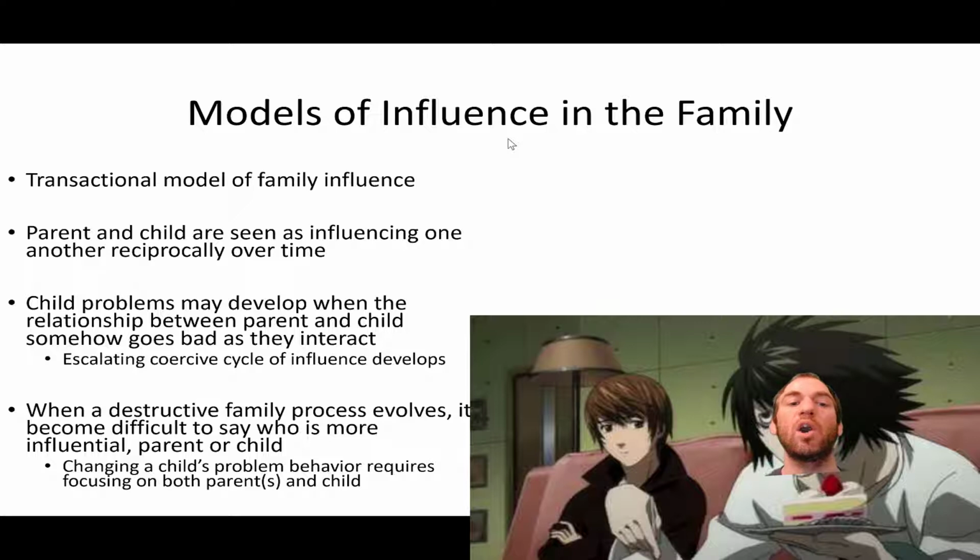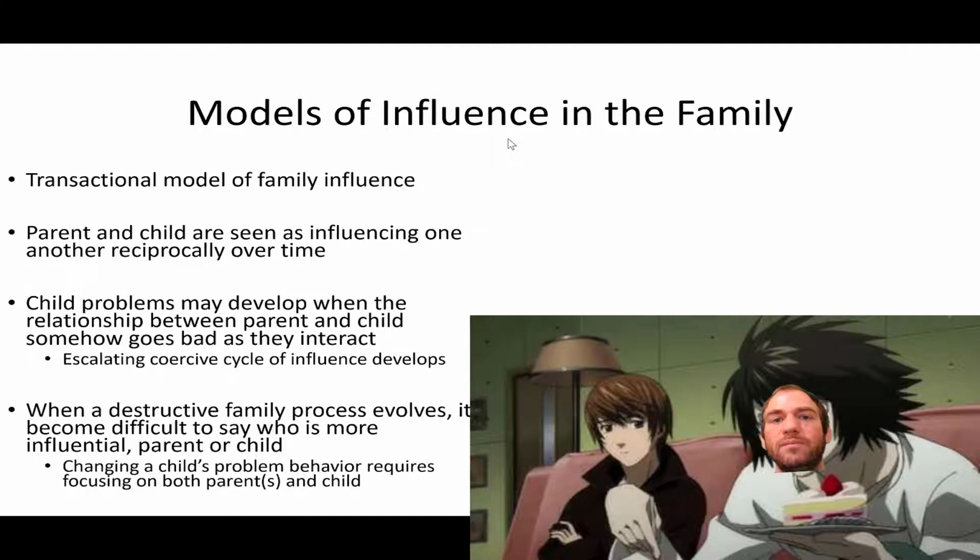So the idea here is that over time, and constantly, children and parents are influencing one another, and this is a reciprocal process. And because of this constant reciprocal process, if a negative, coercive action happens, this can lead to a cascading coercive cycle wherein both parents and children are escalating this coercive cycle, contributing to negative developmental outcomes for both the parent and the child. And once we're in this cascade cycle, it's difficult to say who is more influential, the child or the parents. And to address this, you have to change not just the parents' behaviors, but also the child's behaviors.